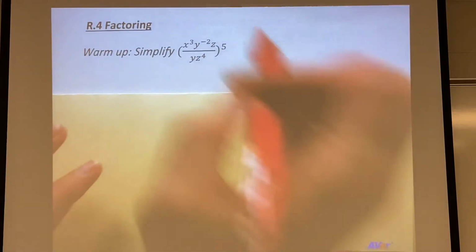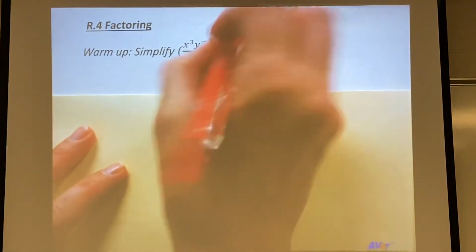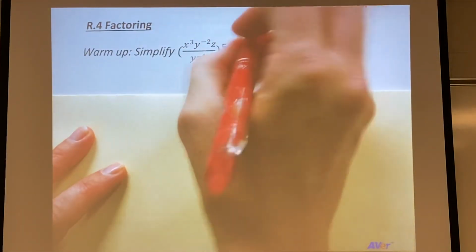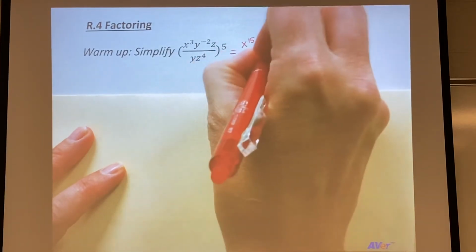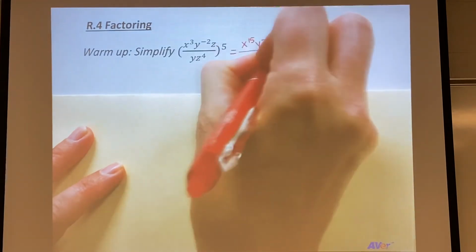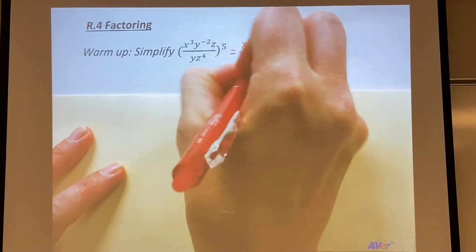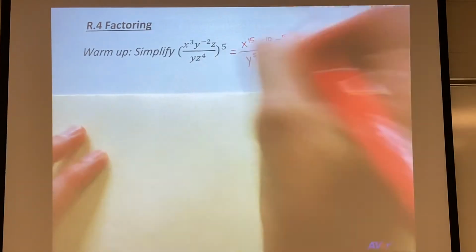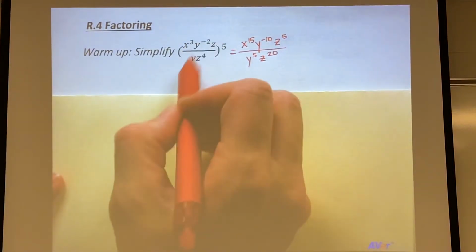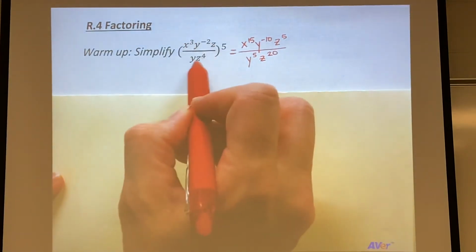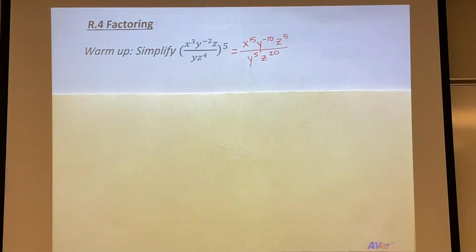All right, so we want to give everybody inside this the 5th power. So we have x to the 15th, y to the negative 10th, z to the 5th, y to the 5th, z to the 20th. And then we need to start combining some of these things that are alike, and there's more than one way to do this. Matter of fact, before you distribute the 5th to everything, you could have combined things back here first. So you can do your exponent operations in different orders and still get the right answer.